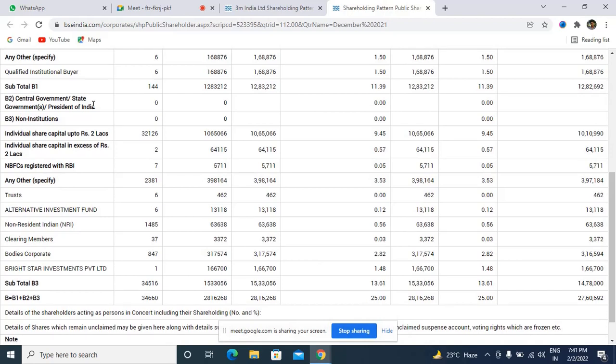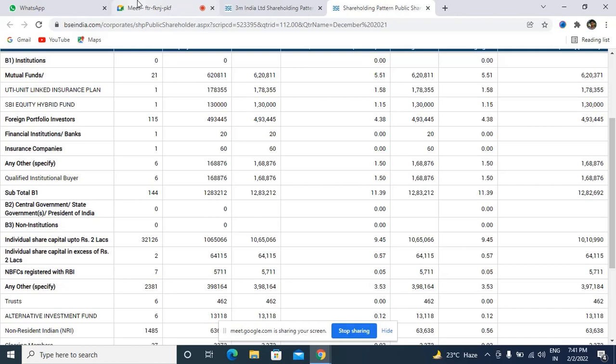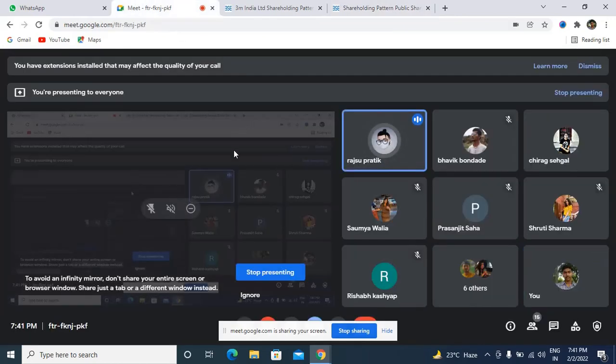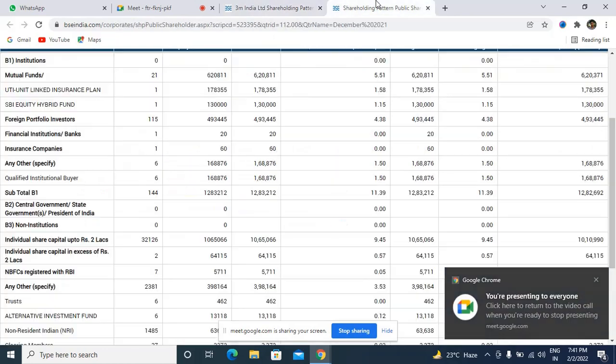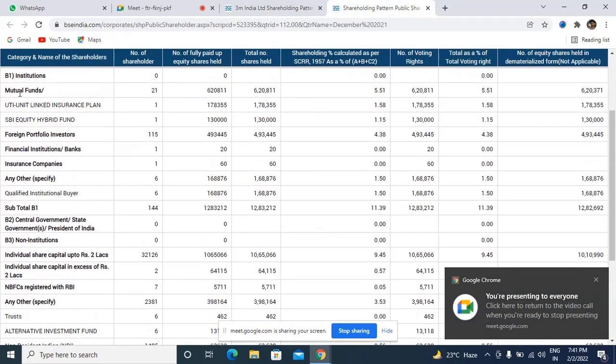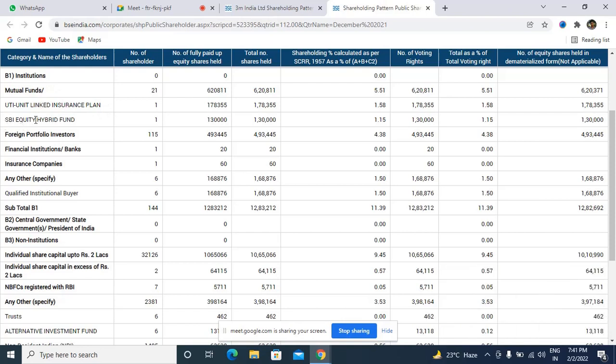Now, why am I taking you through all these things? Why is it so important? It is definitely important. Yes, sir. These are all kinds of mutual funds, right? Have you seen it? Just look at it. Who are they? UTI mutual funds, under the mutual funds category. There is SBI equity hybrid fund and UTI, right? Unit linked insurance plan. So these two shareholders only come under the mutual fund category. Then foreign portfolio investors, foreign institutions and banks, insurance companies, any other specified, they are qualified institutional buyers.